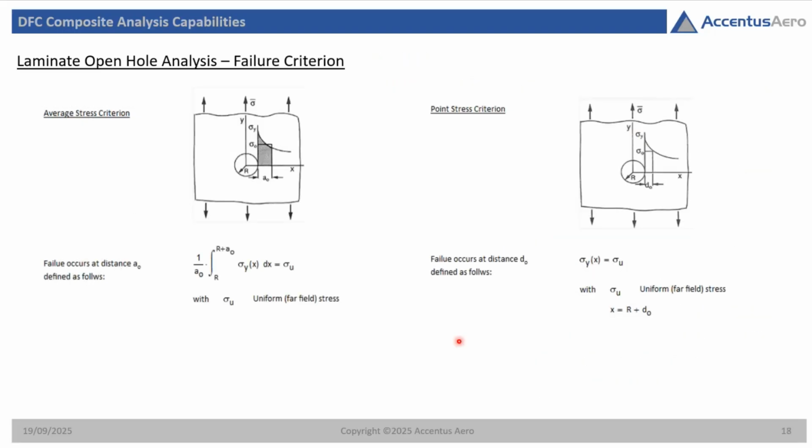Right. So the basic theory is that the composite does not fail at the hole; it fails at a distance away from the hole. There are basically two criteria. One is the average stress criterion, which gives you a characteristic dimension A0 from where you need to extract stresses to calculate the RF. And then there's the point stress criterion, which also gives you a characteristic dimension D0, the location where you need to extract stresses to do the RF calculation.